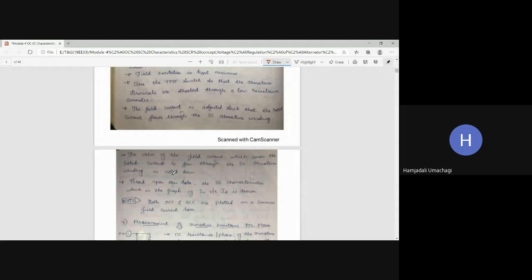So for what armature current value do I have to note down the IF value? Suppose you are changing the field excitation now for a short circuit test. For what particular value do you have to note down IA and IF? That is my question.